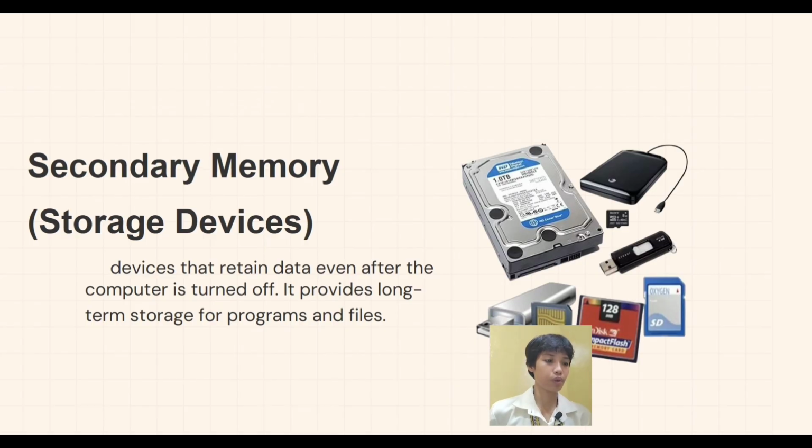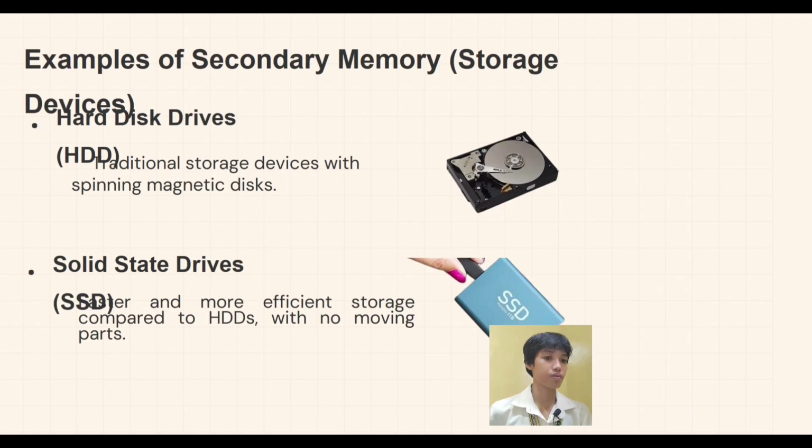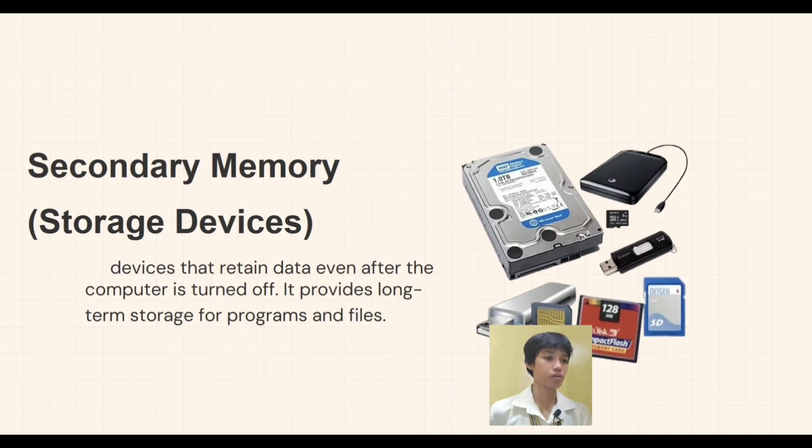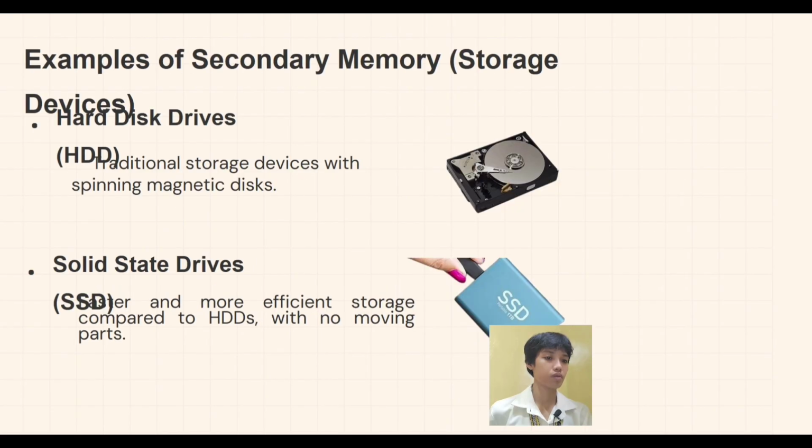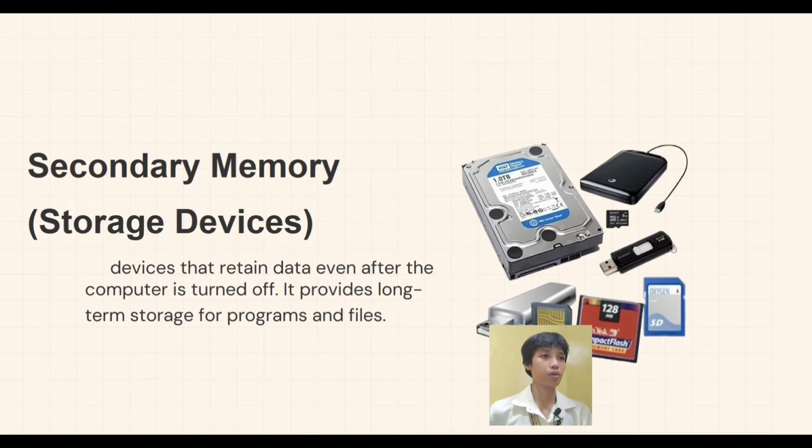Aside from the primary memory, we also have the secondary memory. It is called the storage devices. These are devices that retain data even after the computer is turned off. It provides long-term storage for programs and files. When we say the main memory, the data there is not permanent, but for secondary memory, the data is permanent since it is used as secondary storage.